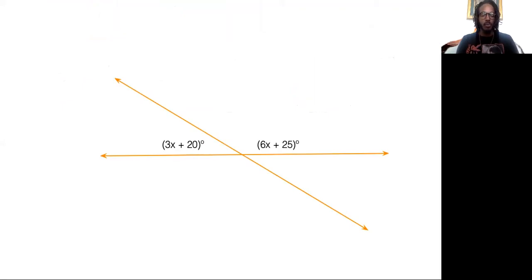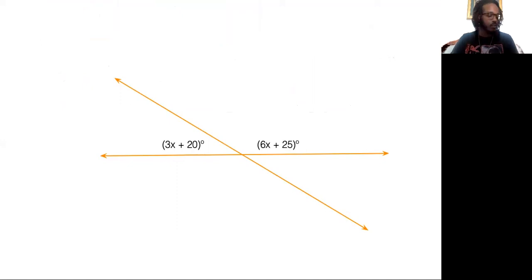So the first example I already have set up on the whiteboard. Basically, here's what it says. We need to find the value of x. Now we can use our understanding of angle and angle relationships to do that. I have this angle that looks like 3x plus 20 degrees, and I have this other angle, which is 6x plus 25 degrees.